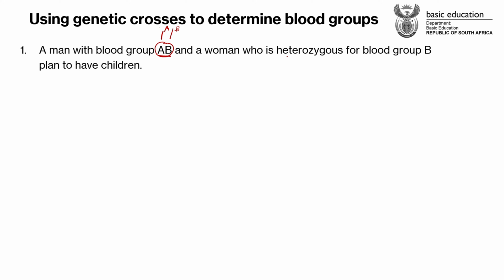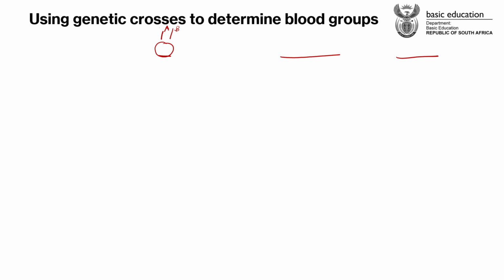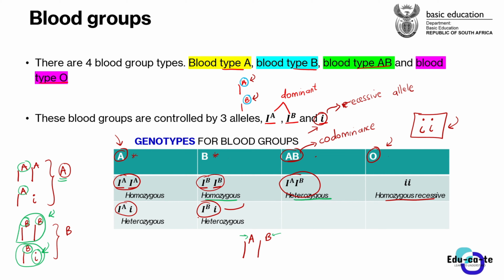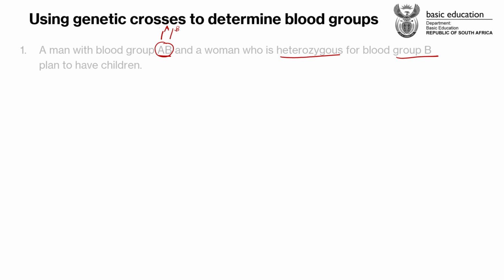And then for the female, they say that she is heterozygous. When you say that she is heterozygous, it just means that there is a dominant and a recessive allele there. In this case, she is heterozygous for blood group B. Remember, blood group B in the heterozygous condition has got the following genotype: I with a B on top and a small letter i. So this is still blood group B, but it is in a heterozygous condition.